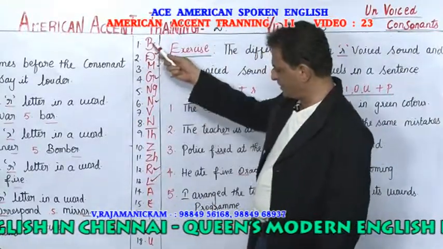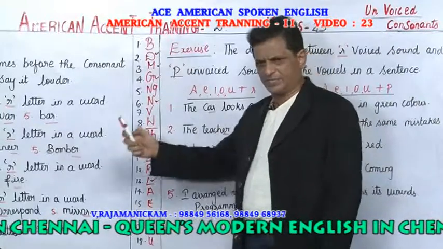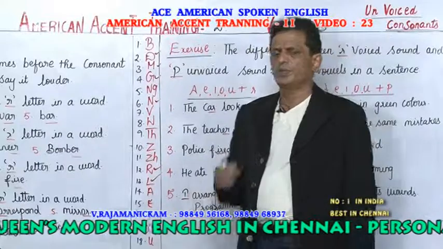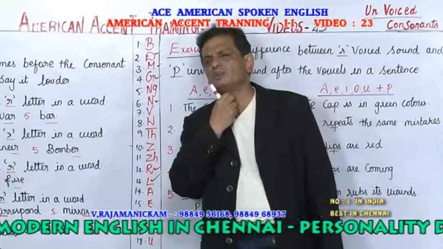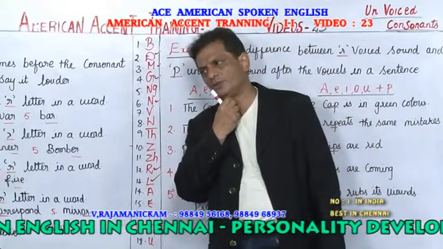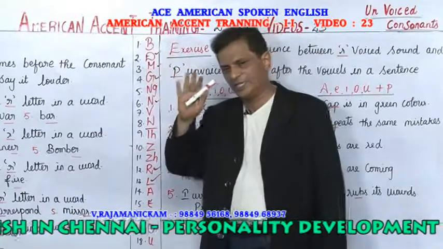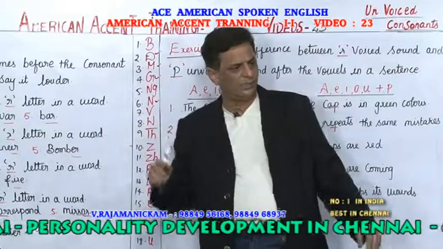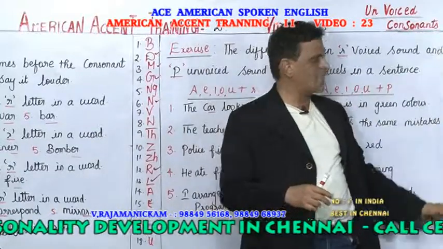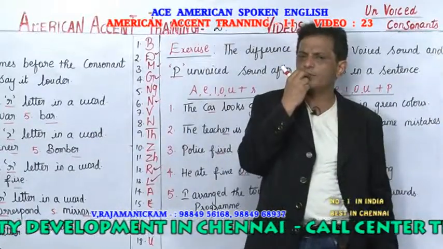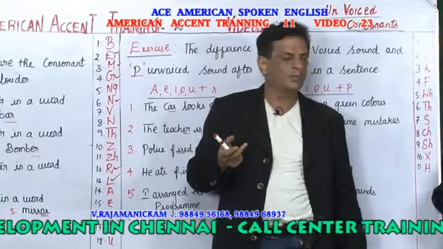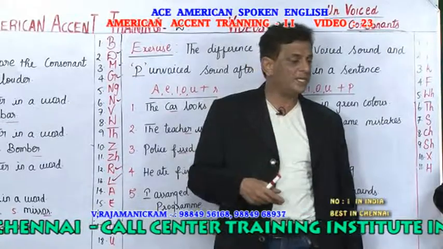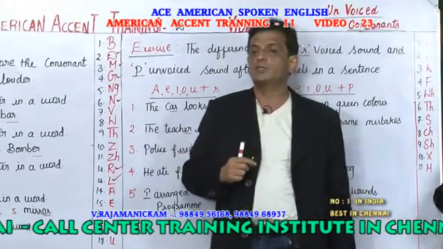Now we have seen already umpteen times the voiced consonant B. All these sounds come from your throat, manufactured from your throat. B is definitely not "bee", the sound is just "b". Here, with the unvoiced consonant, the sound is coming from your lips. P is pronounced with both the lips slowly joined together.